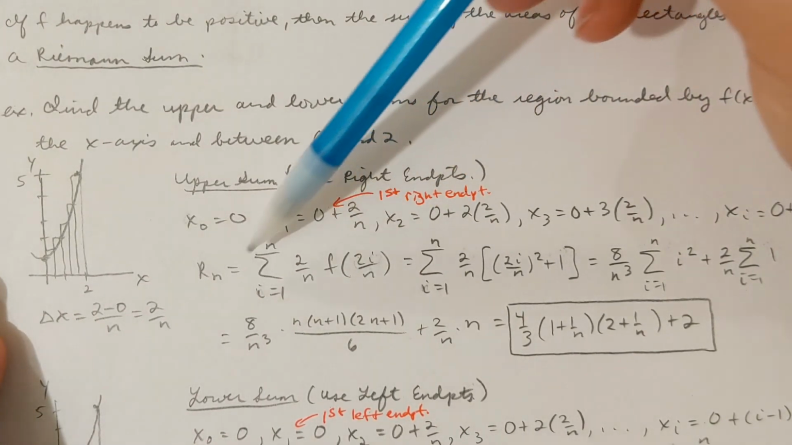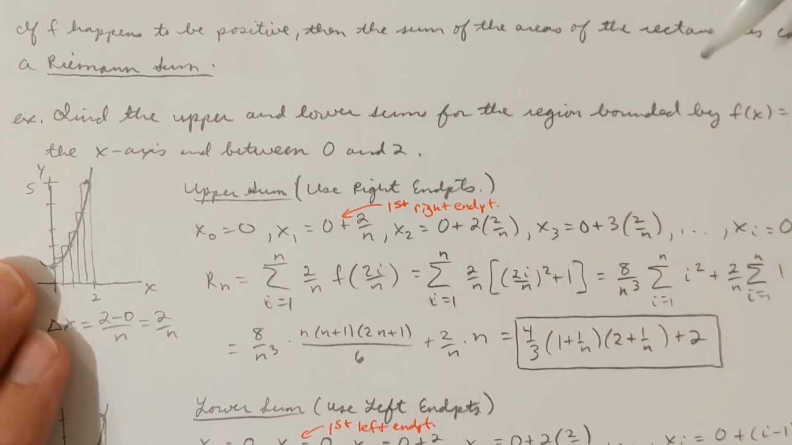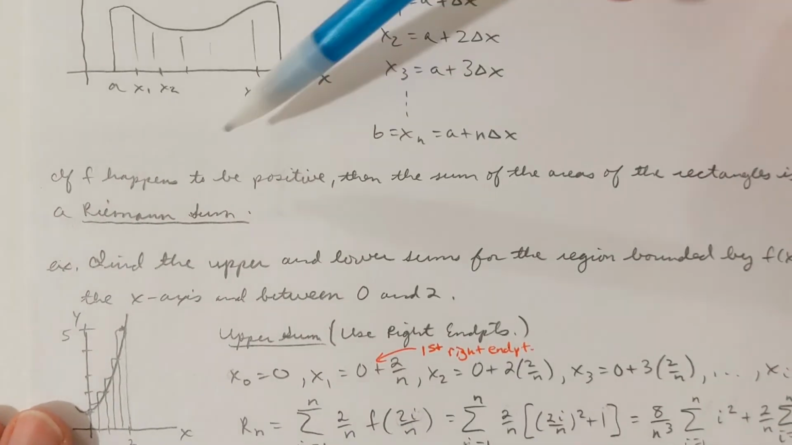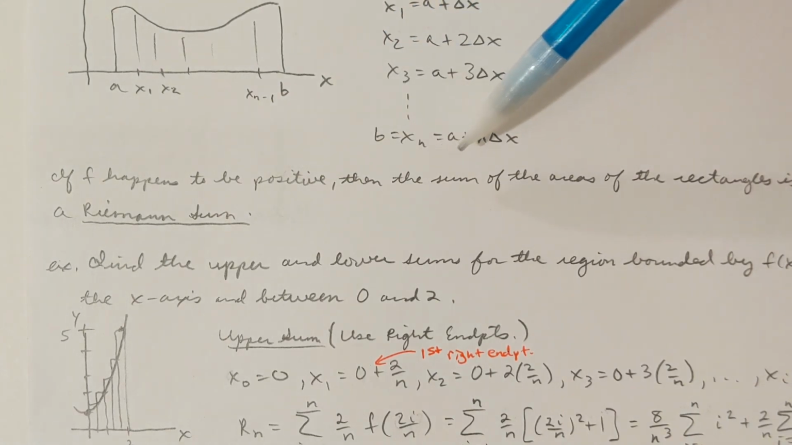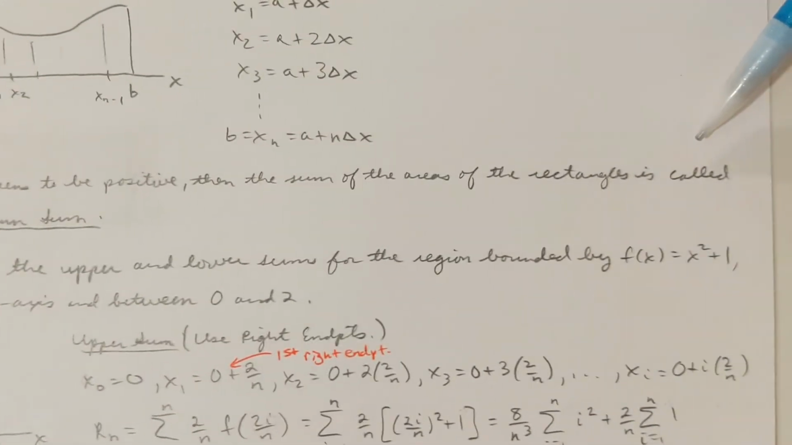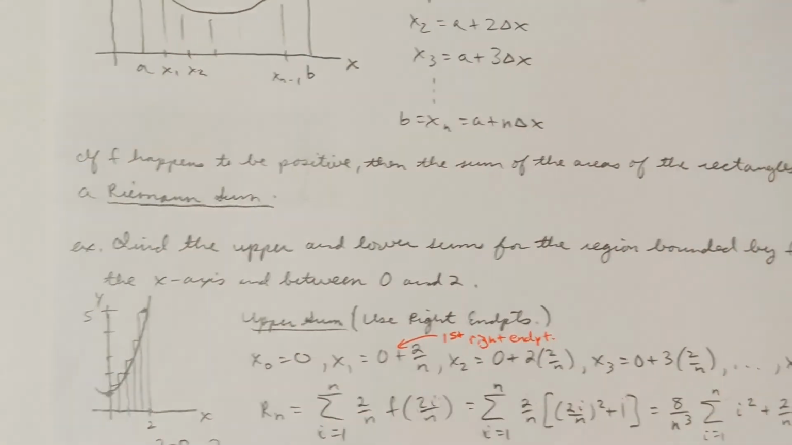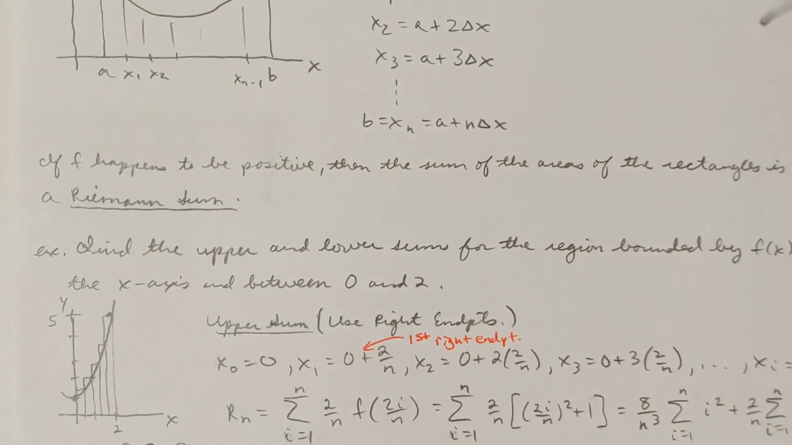In the problems that we'll do later, I've arranged those calculations because we're going to need to see a pattern in order to set up our summation in the calculation. Now, if f happens to be positive, then the sum of the areas of the rectangles is called a Riemann sum. That's a term in the book. A Riemann sum is just where you've got n approximating rectangles that you're adding together to find the area under the curve. Because area can't be negative, if that number is positive, then we call that a Riemann sum.